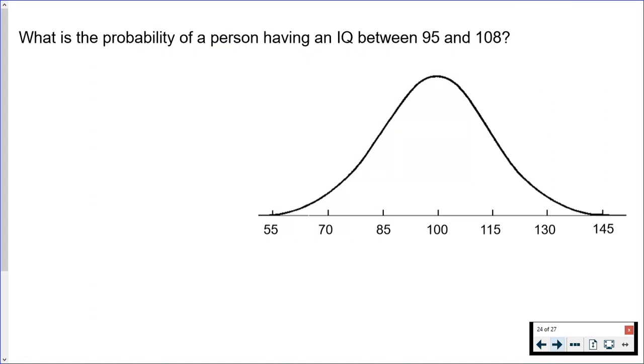I'm going to do another example. This one is the probability or the percentage of people that have an IQ between 95 and 108. So again, I would encourage you to pause the video to find the z-scores yourself. You are going to have to find two different z-scores. The first one, x is 95. The second one, x is 108. But you need to do the z-score formula twice here. So if you want to do it, go ahead and pause the video.